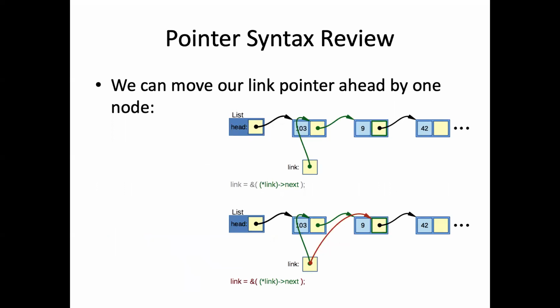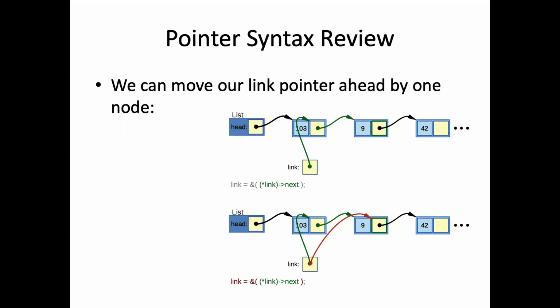Well, basically, if you look at my figure up at the top, I need to be able to take this pointer to the next pointer that points to the 9 node, or maybe easier to say, I need to be able to take this pointer that's pointing inside the node with the 103 in it, and I need to move it ahead. I need to make it point to the pointer inside the node that has the 9 in it. And this effectively moves this pointer one node ahead in the list. And then I could use this as part of a for loop to traverse the list.